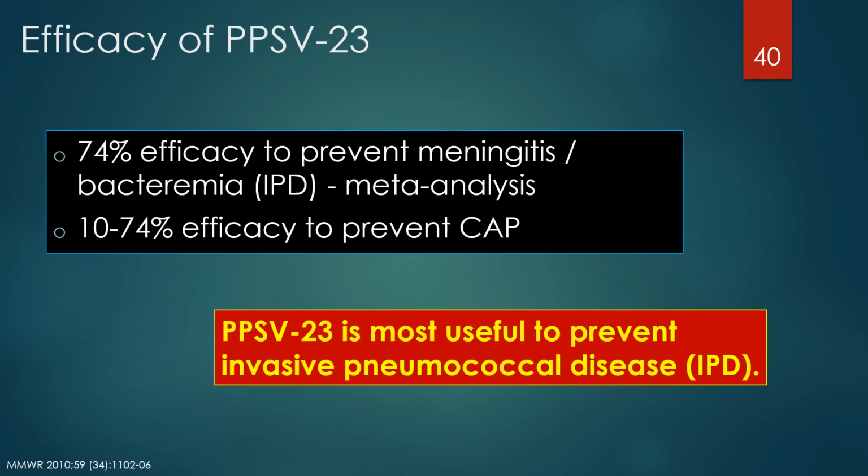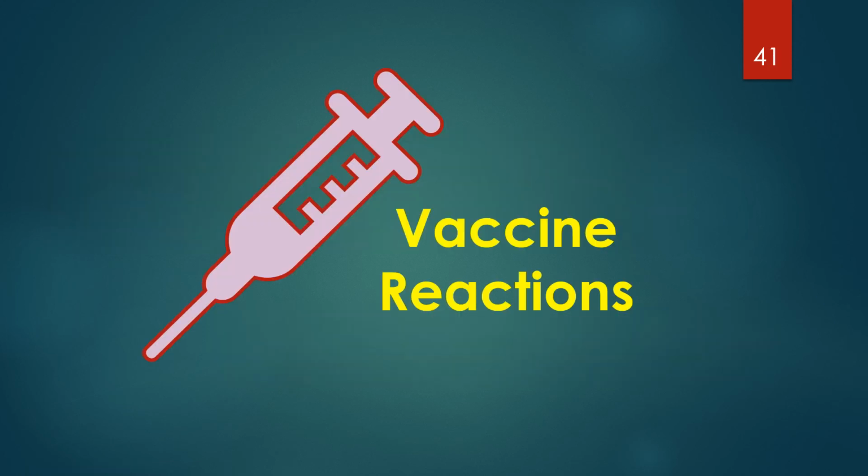This slide looks at the efficacy of PPSV23 to prevent IPD and CAP. PPSV23 has a 74% efficacy to prevent meningitis and bacteremia in a meta-analysis study of the vaccine. There are somewhat contradictory results in the data depending on the study, demonstrating a range of 10 to 74% efficacy to prevent community-acquired pneumonia. CDC states that PPSV23 is most useful to prevent invasive pneumococcal disease, IPD. Let's discuss pneumococcal vaccine reactions for a few minutes.